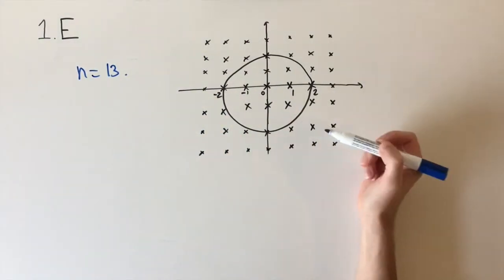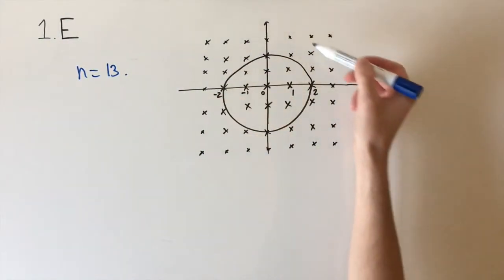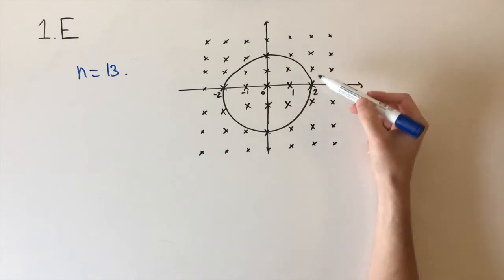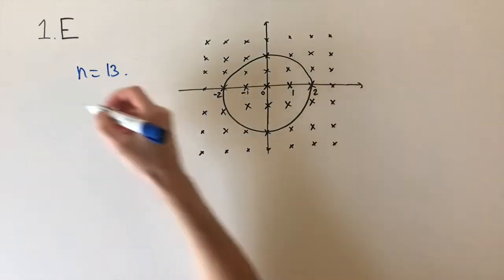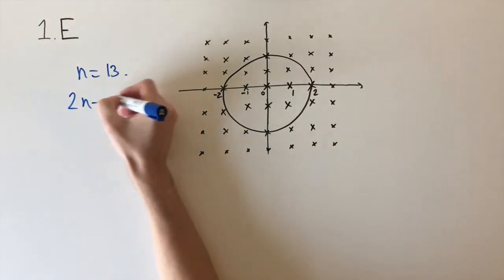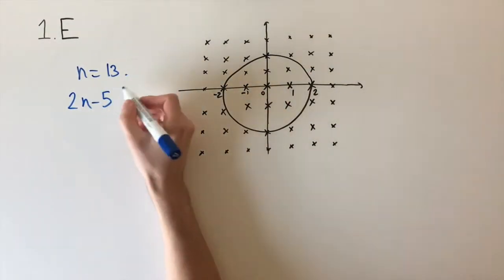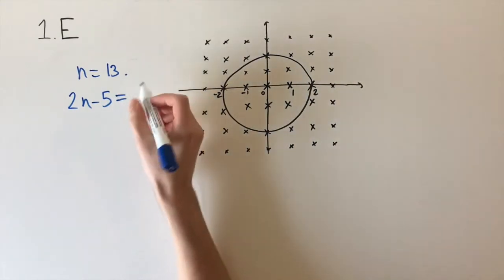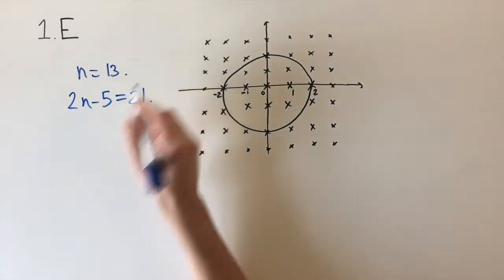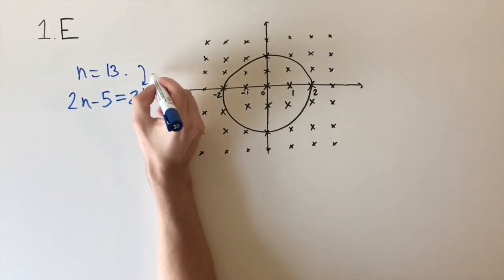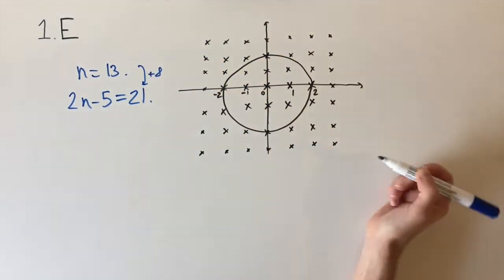And then the second part of the question was, by how much do we need to increase the radius of the circle so that we have 2n minus 5 points inside? We can calculate this as 2 times 13 minus 5, which comes out as 21. So to get from 13 to 21, we need to find an extra 8 points.